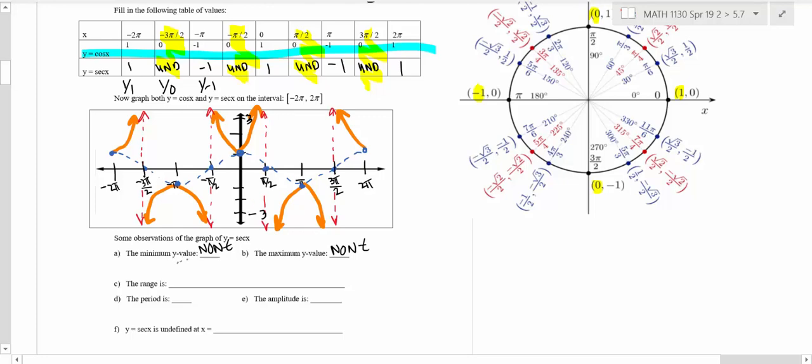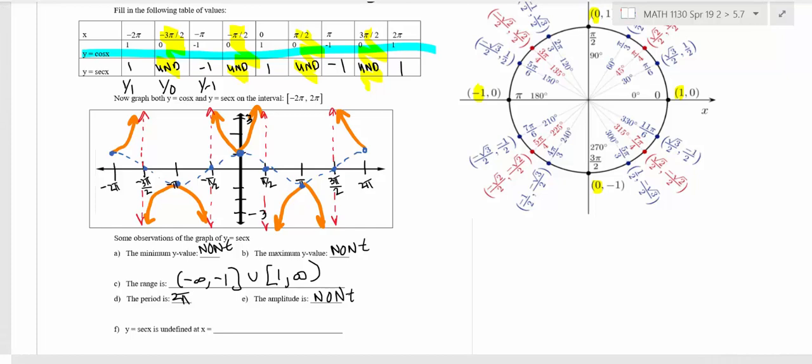The range, just like the cosecant, would be negative infinity to negative 1, and then from 1 to infinity, like that. Okay, so you just have that gap between negative 1 and 1. All right, the period is still 2 pi. The amplitude, you don't have 1. That's because you don't have a max or a min. And then we'll do the asymptotes like that. Okay? All right, any questions so far?